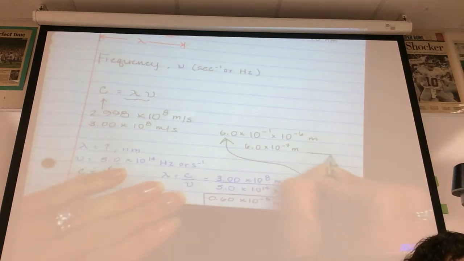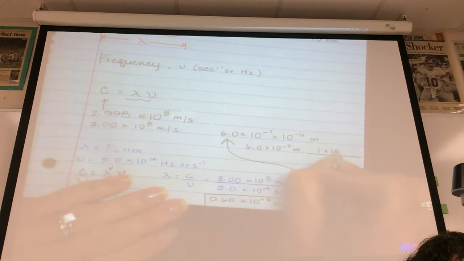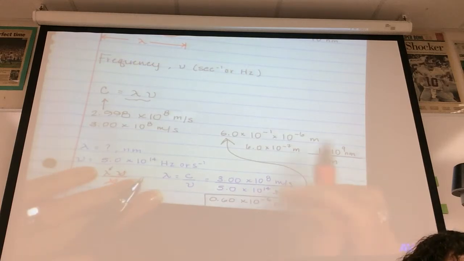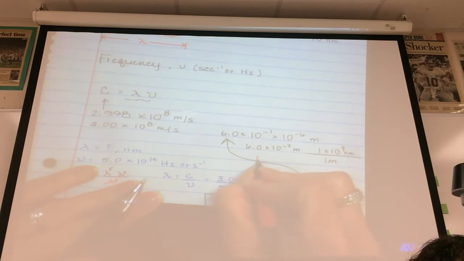Now you want to go to nanometers. 1 meter is 1 times 10 to the 9th nanometers. And that's going to be equal to -7 plus 9, which is 2. Final answer. Lock it in.